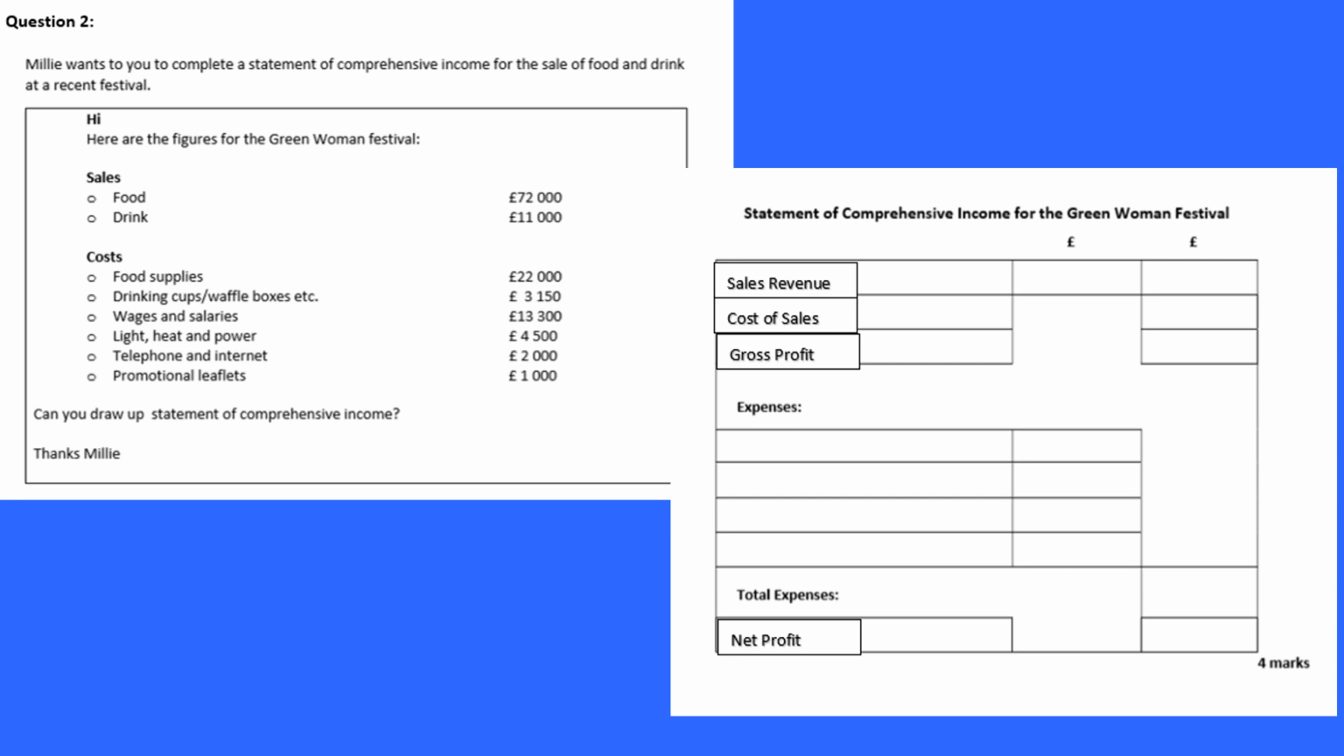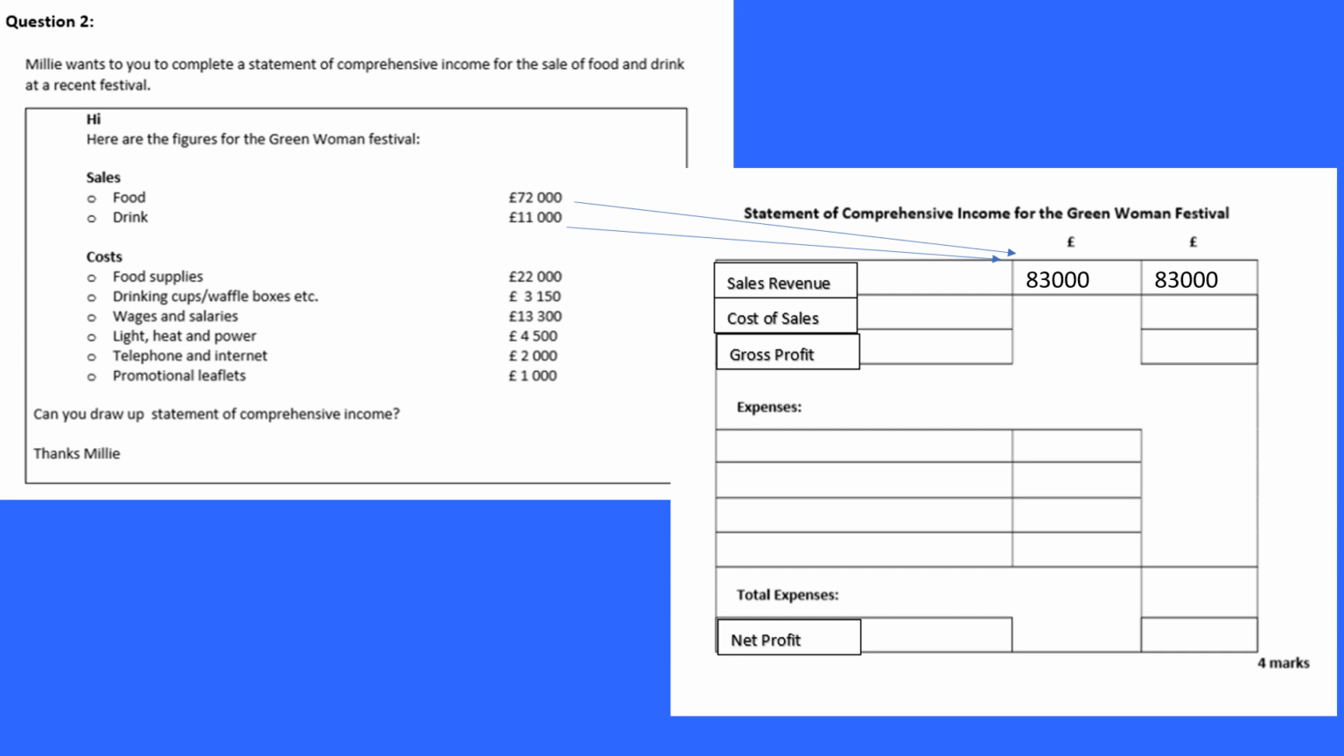First of all, we need to calculate the sales revenue. There are 2 sales revenues, the food and the drink, and we needed to add them together to get 83,000, put them in the first box, which is the subtotal, and then put it in the total box. A little bit odd that it gave the subtotal there.